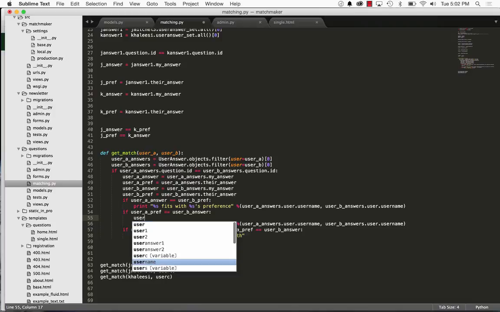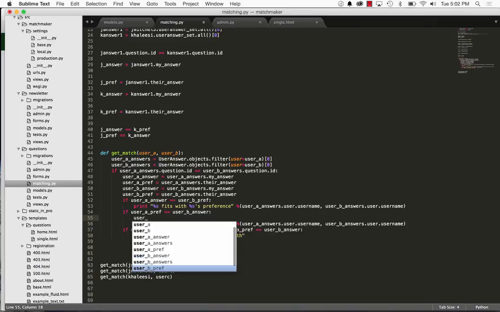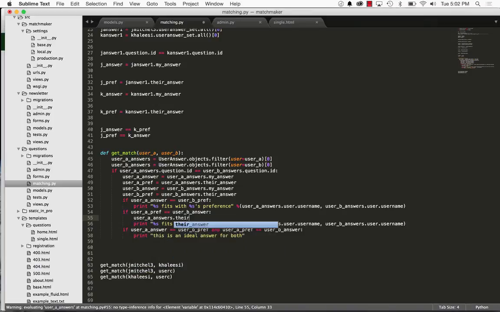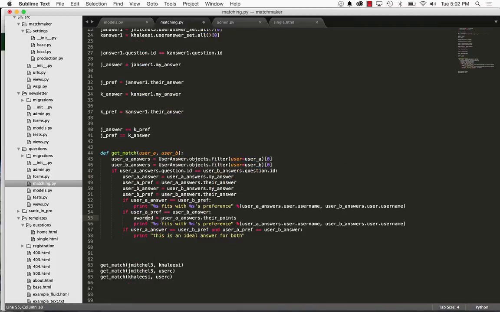So I'm going to say user A, I want the user A points, so user A answers dot their points. So this is the points that I actually want to give them. So I'm going to say awarded equals that. Those are the points that I'm awarding to them because they share the same answer as me. Now these points are based off of our importance level, so how important I find their answer to be. Right? So if I find it very important, then they are awarded a certain amount of points.